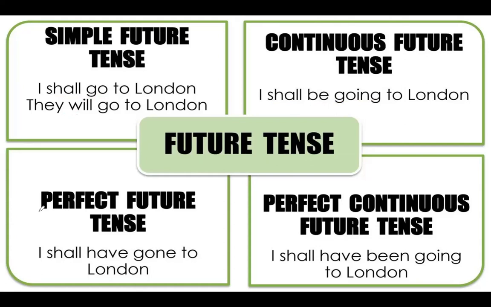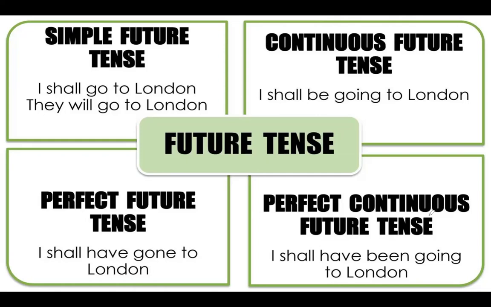The third one is called perfect, and when we talk about perfect, we talk about completion. And here we find shall have gone, or you can say will have gone. So in that case, perfect future clearly indicates an action which is not completed yet, but is imagined to be completed in the future.